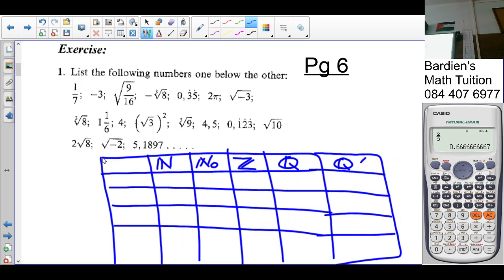And then below that we're going to write here 1 over 7, negative 3, square root of 9 over 16, negative the cube root of 8, and so on and so on. Can you see that, people? We're going to have a long table. Okay? You guys know what to do. Alright. So draw that up. In the next lesson, I'll highlight for you what irrational numbers are, and we will complete this table. Okay?